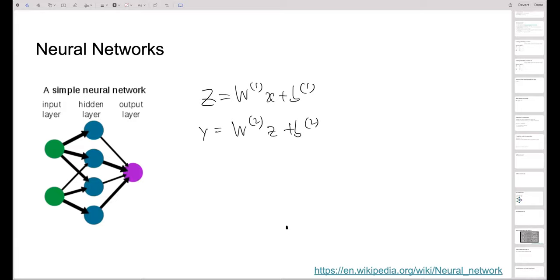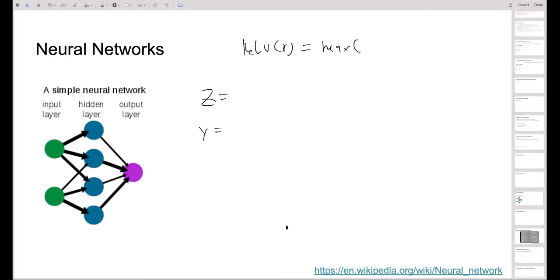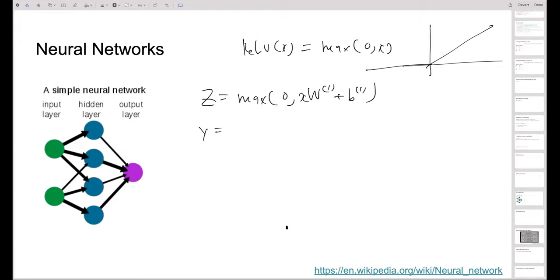I'll really quickly write this down again. So instead of doing it this way, what we do is we have a simple nonlinearity, in this case what people call ReLU. And ReLU of x is just the max between 0 and x. You see it looks like this. So Z, after activation, will be just the max of 0 and xW of the first layer plus the bias of the first layer. And Y will be just Z of W2 plus b2.